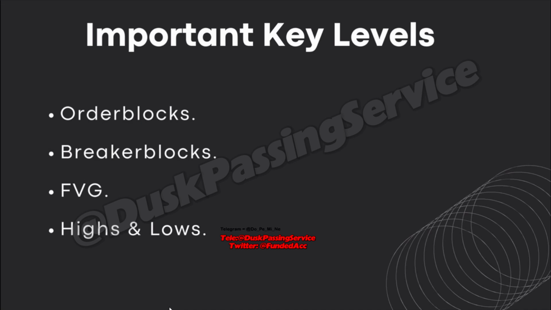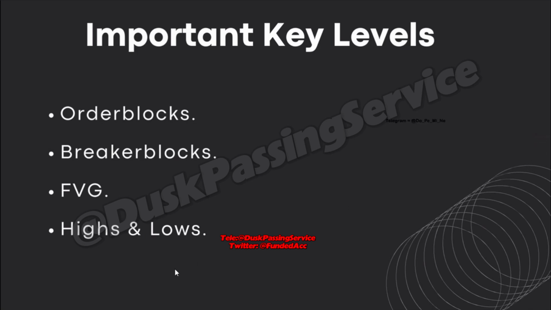Now, last but not least, the two most important key levels after an order block, which are highs and lows. Now, if I had to only choose two key levels for my trading, then I'd choose order blocks, highs and lows. These are the only key levels I use most of the time in my trade ideas. I barely use breakers or FEGs. Most of my trade ideas are based around either order blocks, highs or lows.